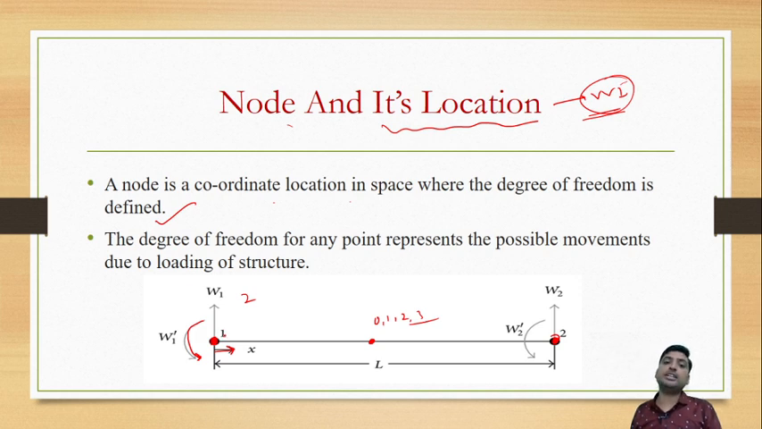Now where we will select the node? Here 2 things you need to understand. I am taking the example of a bar element. Always take nodes at the ends, that is called essential nodes or primary nodes.